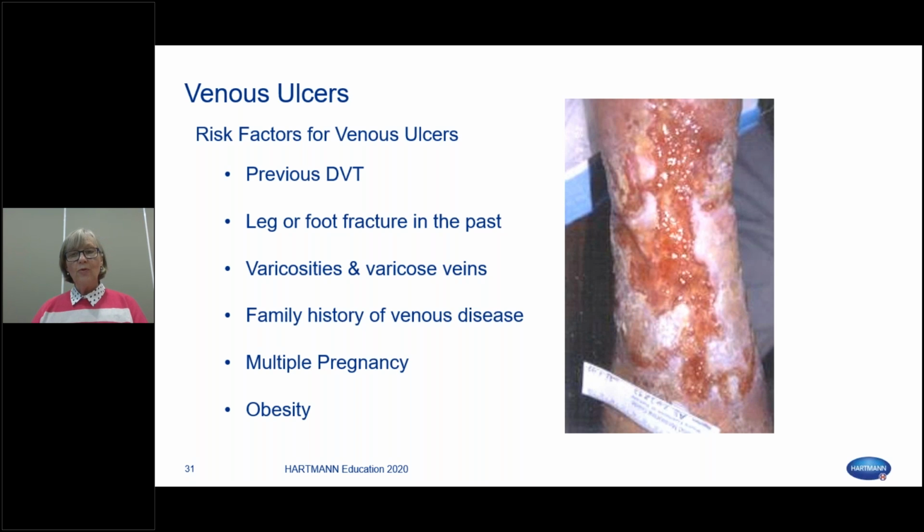These are the most common form of leg ulcers, and often the ones that take longest to heal or just keep on coming back. The risk factors for developing a venous ulcer are history of previous DVT or deep venous thrombosis, past fracture or damage to the anatomy of the leg or ankle, which reduces the movement of the ankle, a family history of varicose veins or venous disease, and multiple pregnancies or obesity.